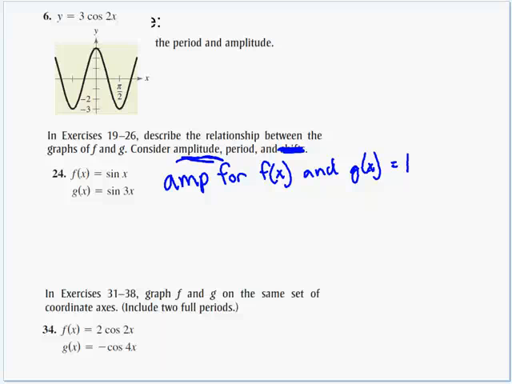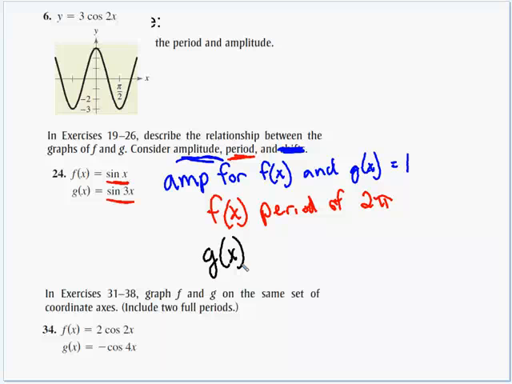Next it says to consider the period of the graph. Well, f of x is just sine x, and we know that f of x has a period of 2 pi. What about the period of g of x? Well, remember, to find the period of the sine wave, we take 2 pi and divide it by the coefficient in front of x, which here in this example is 3. So f of x has a period of 2 pi, g of x has a period of 2/3 pi. Or we could write that as just 2/3 with the pi after it. But the pi is just with the numerator in that. It's exactly the same thing.